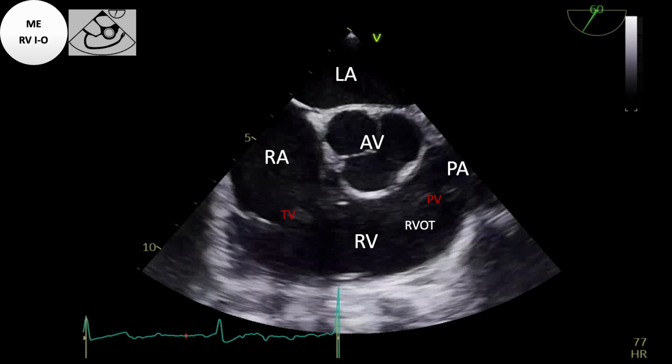The structures closest to the probe remain the left atrium, followed by the aortic valve. On the left of the screen, the right atrium and tricuspid valve are visible, called the right ventricle inflow, leading into the RVOT, or right ventricle outflow tract, and the pulmonary valve on the right side of the screen. Beyond the pulmonary valve, the main pulmonary artery is seen. This view is used to assess the tricuspid valve, right ventricle function, RVOT and pulmonary valve, and also to guide the pulmonary artery catheter insertion.